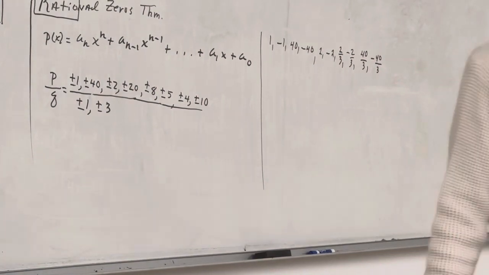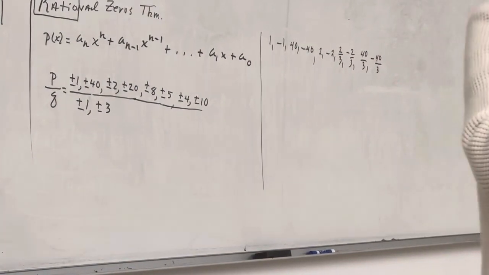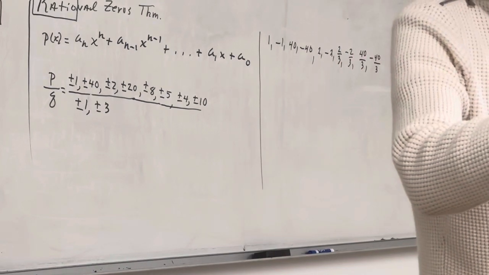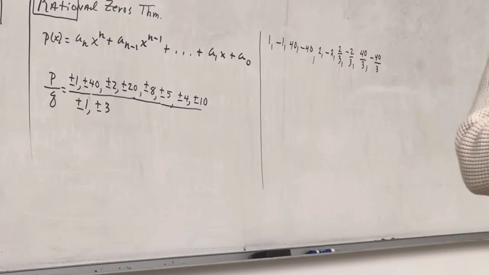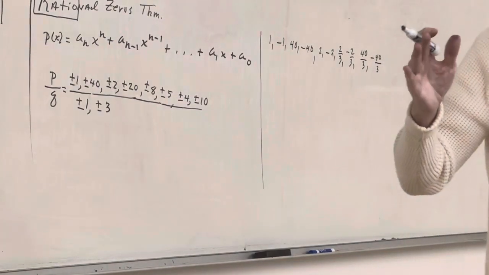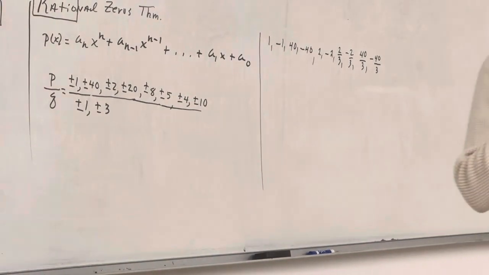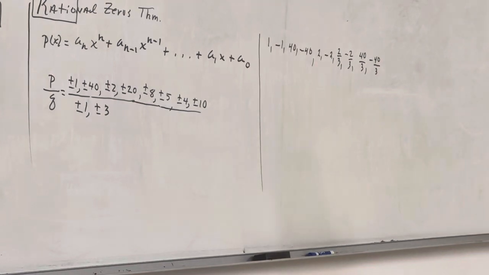This could be a task just to list the possibilities. You see how many possibilities I have right now? And I'm not finished. Because the rational zeros theorem says first list those. Well, I've listed so many of those. And then choose one that you think might work.